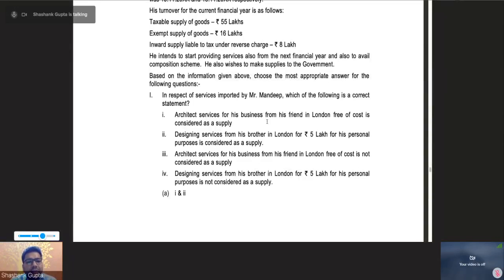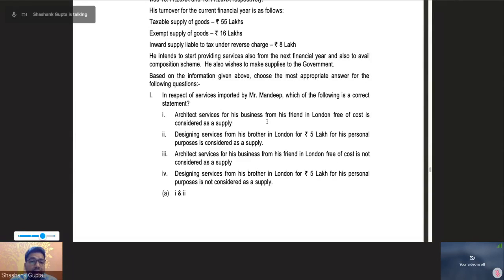So is this import of service in the course or furtherance of business? Yes. Is this import of service from a related person? Here they say that services have been imported from a friend. Can a friend be a related person? No. A friend cannot be termed as a related person, and hence this statement is incorrect.